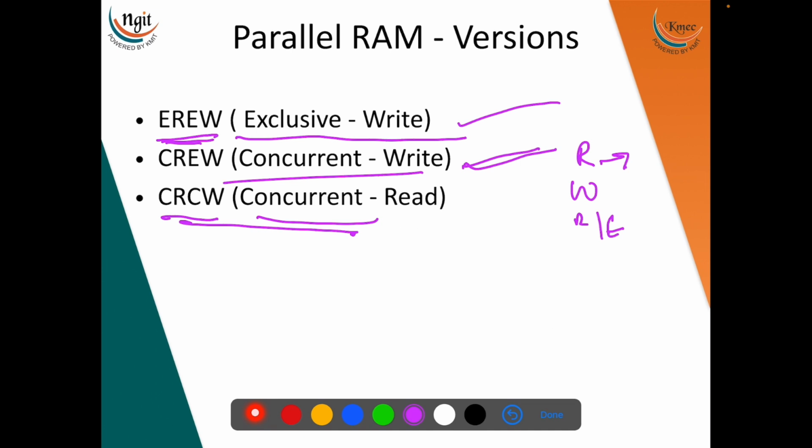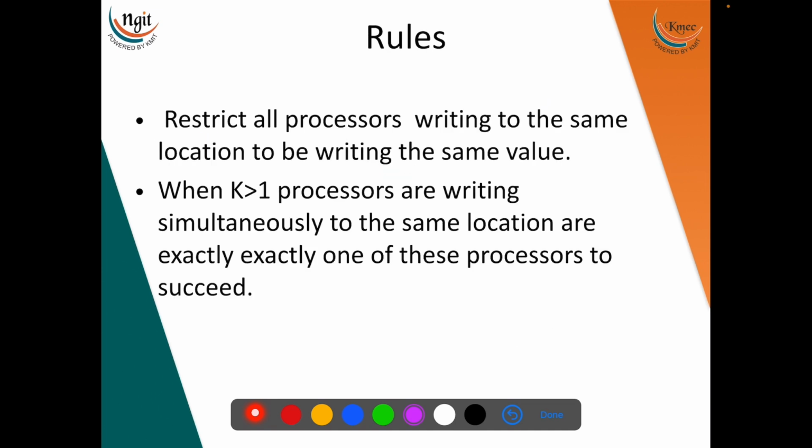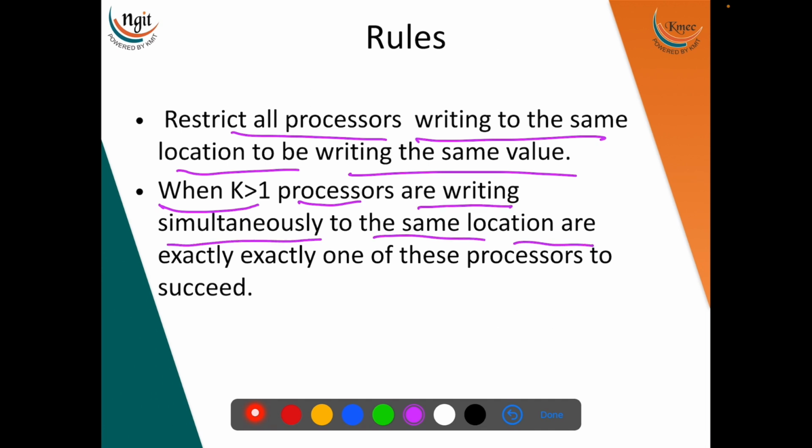The method of resolving write conflicts varies, but the two most common methods are based on defining the model on one of the following rules. Restrict all processors writing to the same location to be writing the same value, or, when k is greater than 1 processors are writing simultaneously to the same location, exactly one of these processors succeeds. So these are the rules to follow when you are working with parallel computation. Models are different, computation is different. Models, we will talk about the four models.